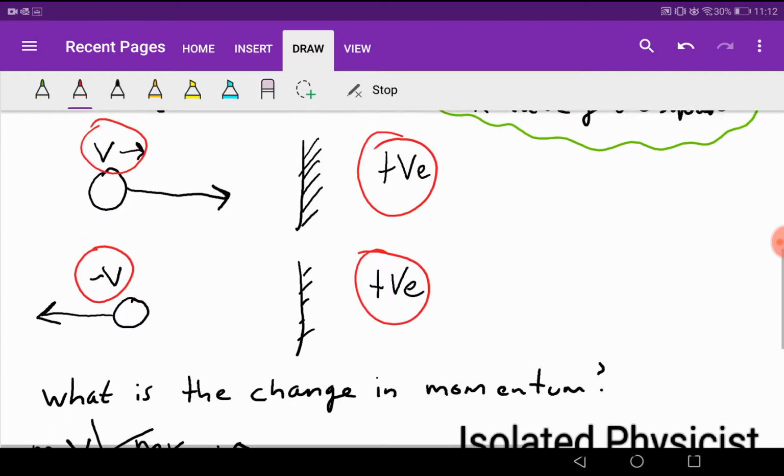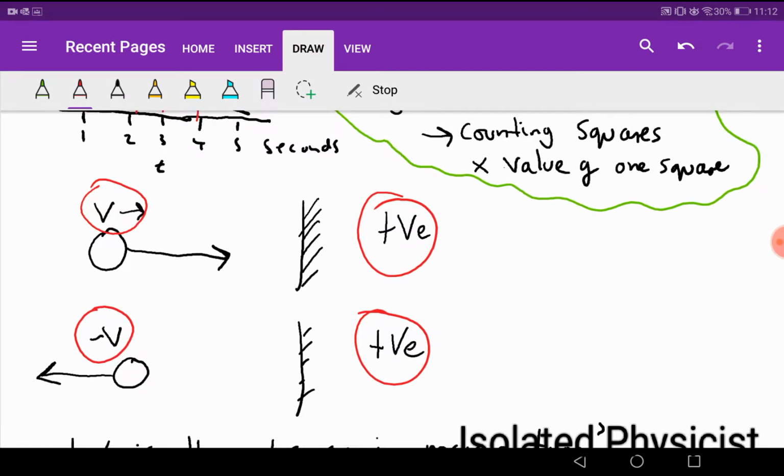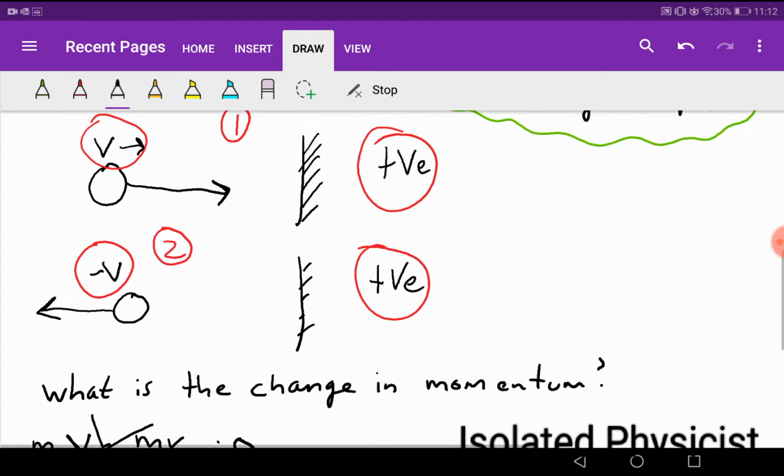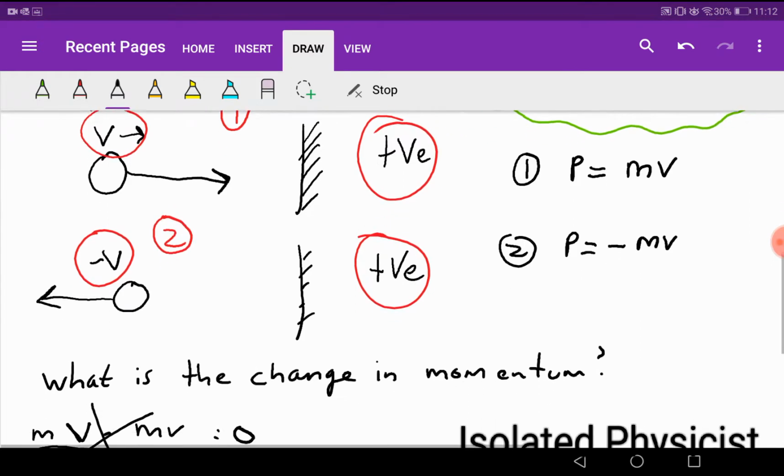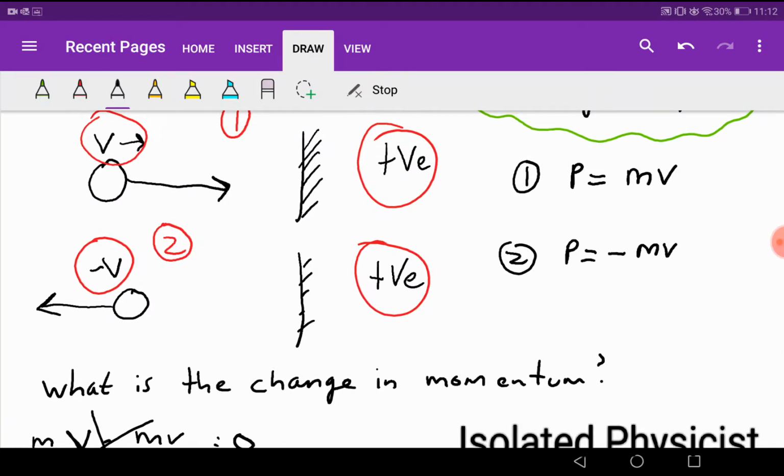So let's look at it this way: I'll call this 1, where they're going towards the wall, and 2 when they're going away from the wall. So if we look at scenario 1 here, what is the momentum? P, the letter we use for momentum, equals mv. And in scenario 2, momentum is going to equal minus mv because velocity is negative. I'm going to call this P1, and this P2.